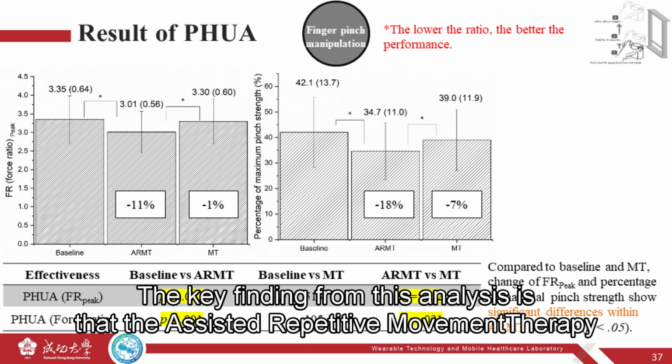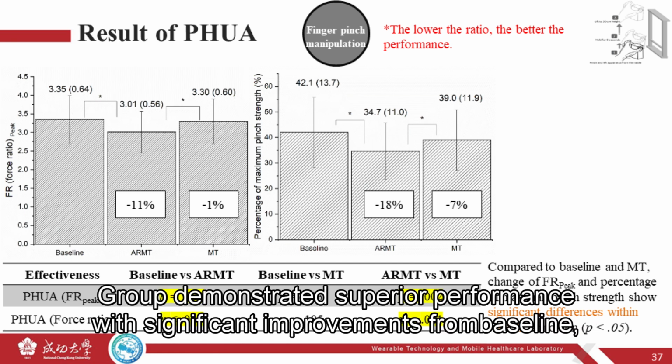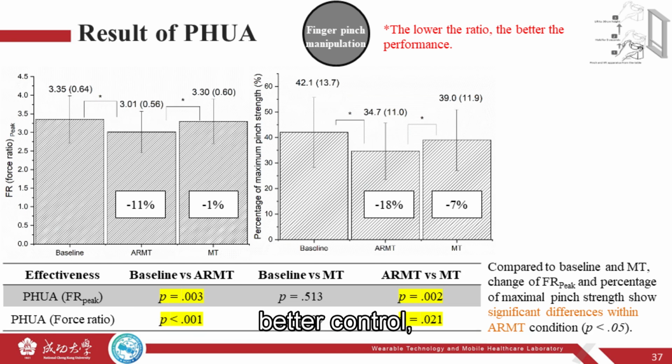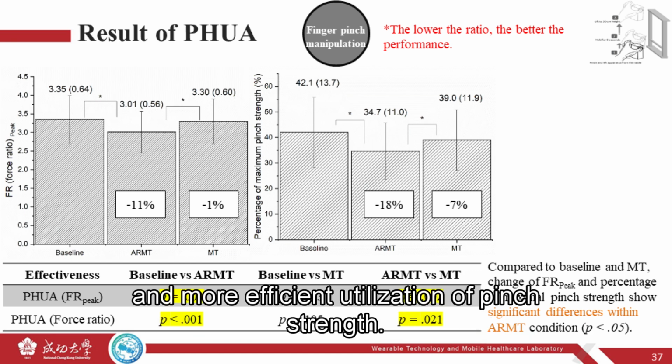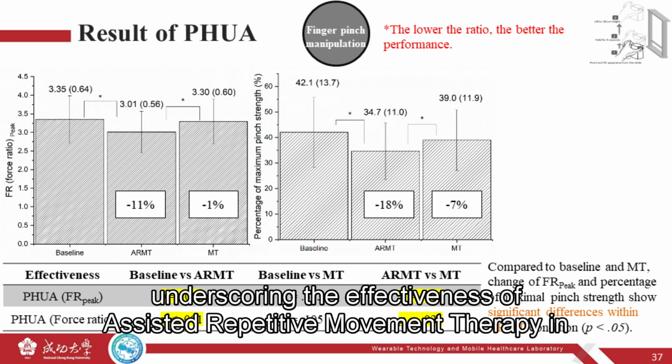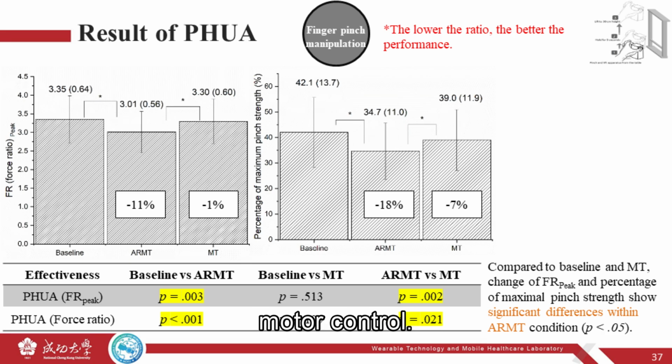The key finding from this analysis is that the assisted repetitive movement therapy group demonstrated superior performance with significant improvements from baseline, better outcomes compared to mirror therapy, lower force ratios indicating better control, and more efficient utilization of pinch strength. Lower force ratios represent better performance, underscoring the effectiveness of assisted repetitive movement therapy in improving fine motor control.